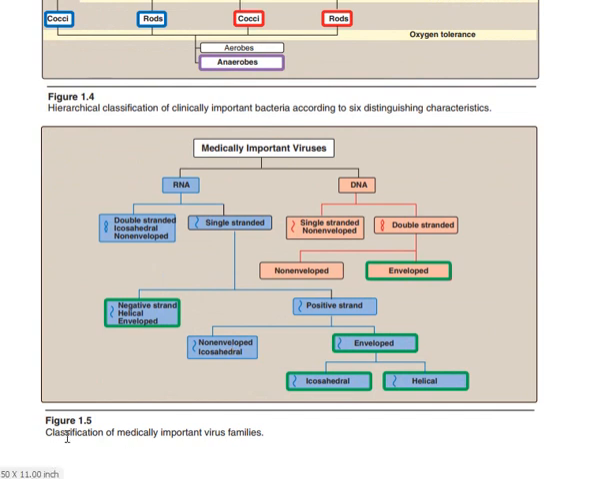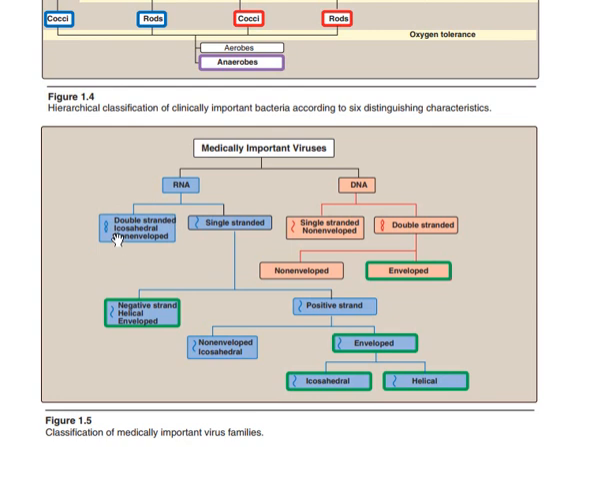Now, this is the classification of medically important virus families. So when you want to classify viruses, how do you do it? Medically important viruses are divided into two. We have RNA viruses and we have DNA viruses. Now, RNA viruses are divided into two. We have double-stranded RNA viruses and we have single-stranded RNA viruses.